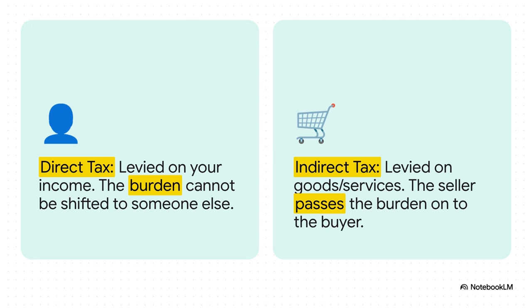Now, not all taxes are created equal. They basically fall into two main categories. First, you have direct tax. This is your tax, like income tax. The responsibility to pay is on you, and you can't just pass it off to someone else. Then there's indirect tax, like the GST you see on receipts. That's a tax the seller collects from you and then pays to the government. For this explainer, we're zeroing in on that first one, the direct tax on what you earn.